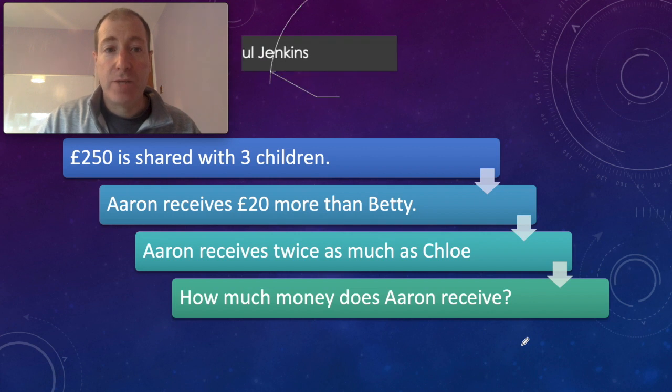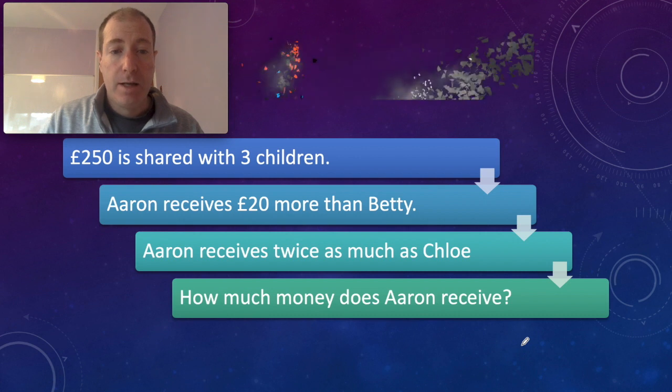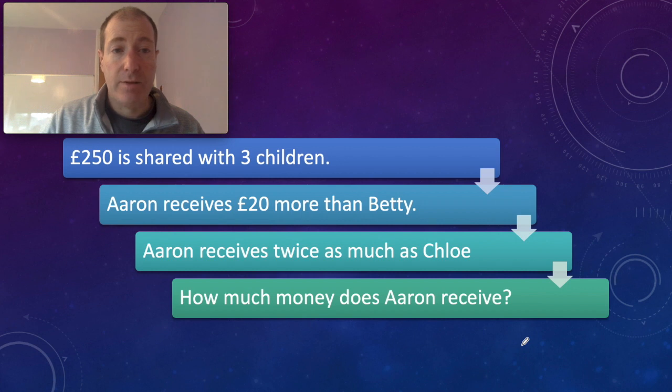£250 is shared amongst 3 children, Aaron, Betty and Chloe. Aaron receives £20 more than Betty, and Aaron also receives twice as much as Chloe. How much money does Aaron receive?